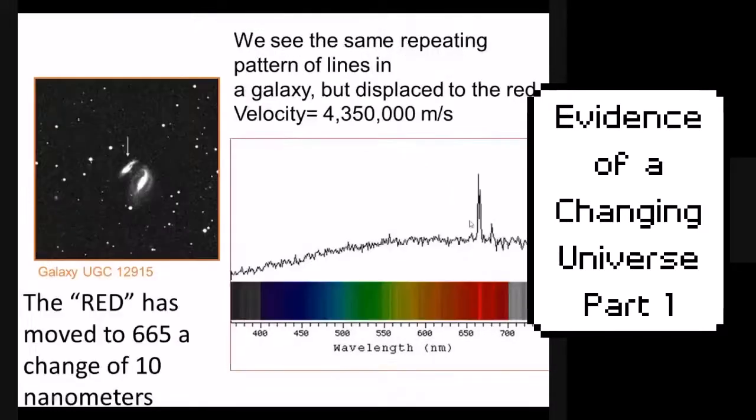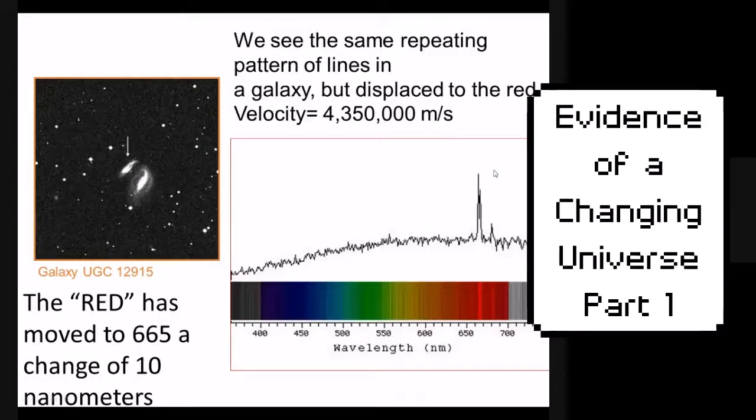So this galaxy, notice the line was here, but now it's over here. It started at 655, but it's moved 10 nanometers over to 665 nanometers. And so what that means is this galaxy is moving away from us enough to stretch that light out. Those wavelengths have actually lost energy and become longer. 665 is greater than 655. And we can actually use that to determine that this galaxy is moving about 4 million meters per second away from us. So it's moving really, really fast away from us, and that's stretched the light out.